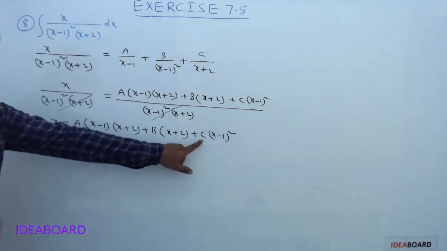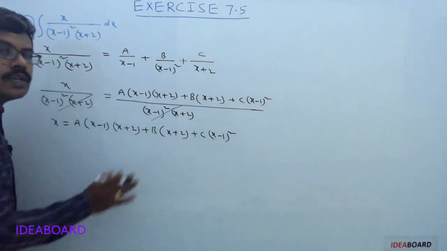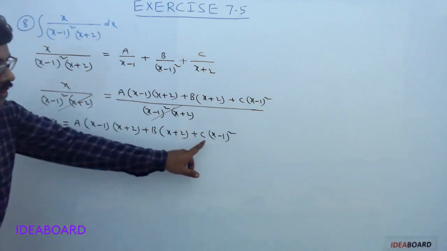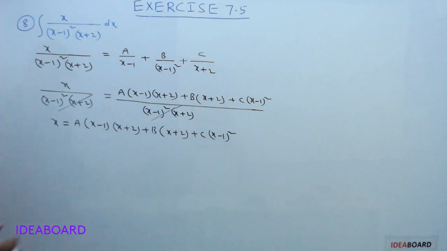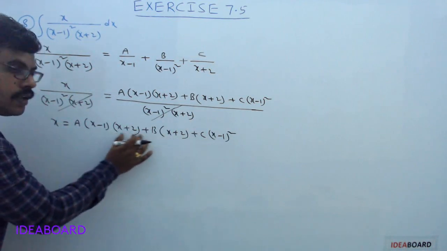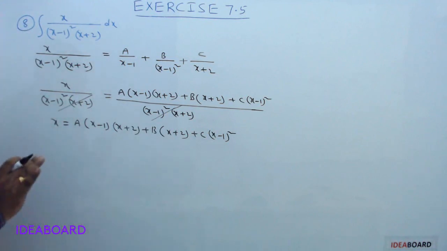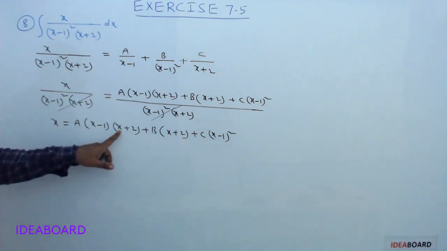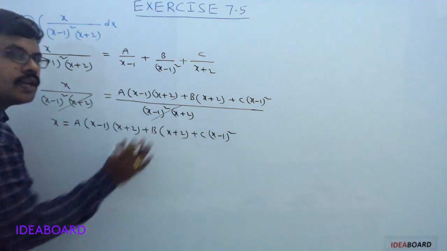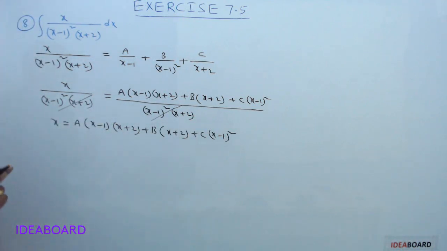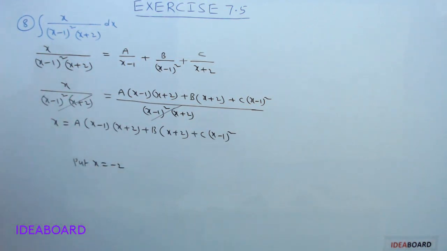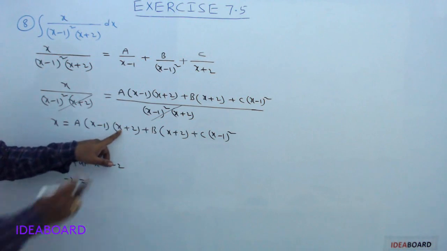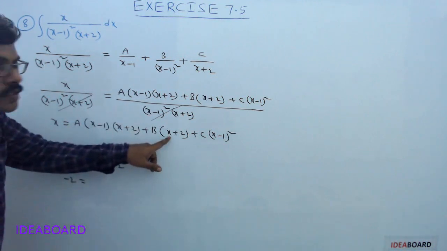To find the value of c, make the first and second terms 0 simultaneously. Here (x plus 2) is the common factor for the first and second terms. So by substituting x equal to minus 2, they will be 0. So substitute x equals minus 2. By substituting x equal to minus 2, the first term is 0, and the second term is also 0.